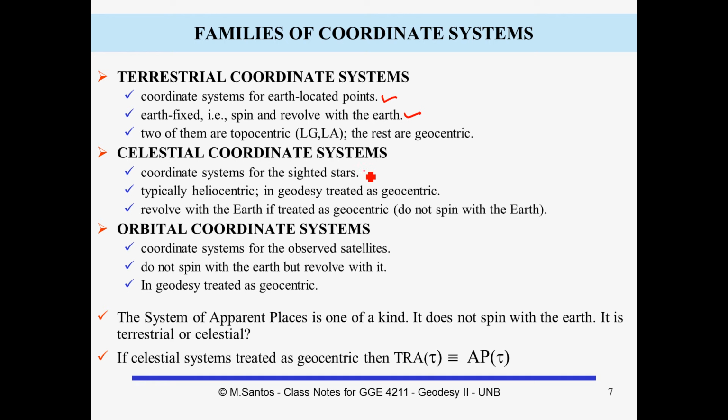Celestial coordinate systems are good for positioning of celestial bodies. They are heliocentric, in Geodesy treated as geocentric, and they revolve around the Earth if they're treated as geocentric, but they don't spin. So they maintain a fixed orientation with respect to the stars. And the orbital coordinate systems are good for the study of our artificial satellites. They don't spin with the Earth, but revolve with it because it's geocentric. And again, of course, in Geodesy, they are geocentric. And the property of being geocentric makes these two systems here, the true right ascension system and the system of apparent places, coincide.